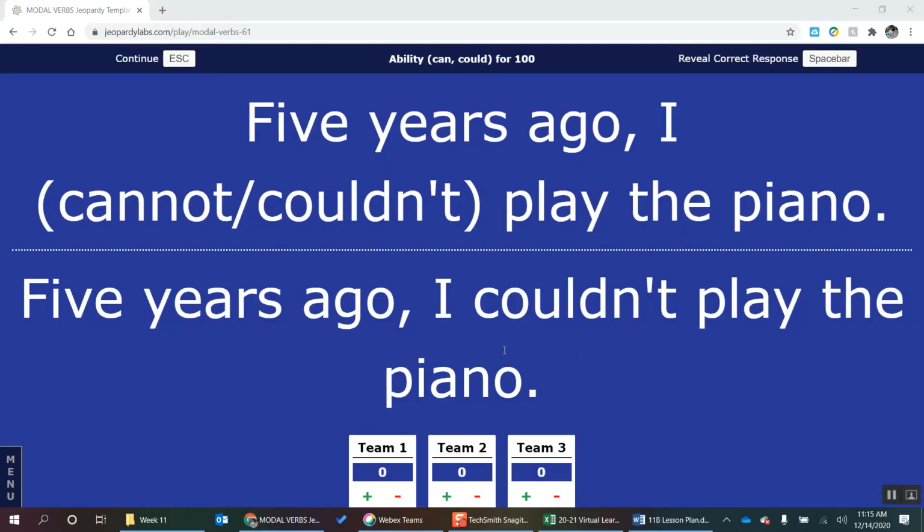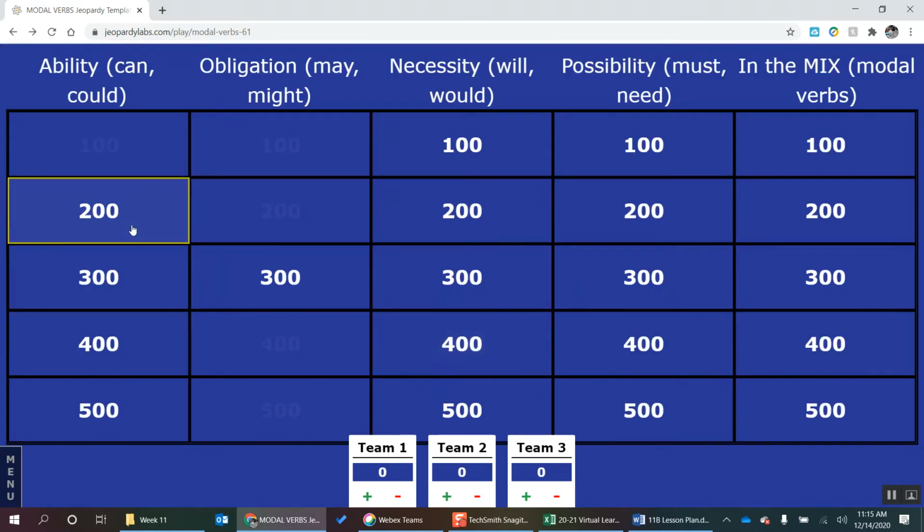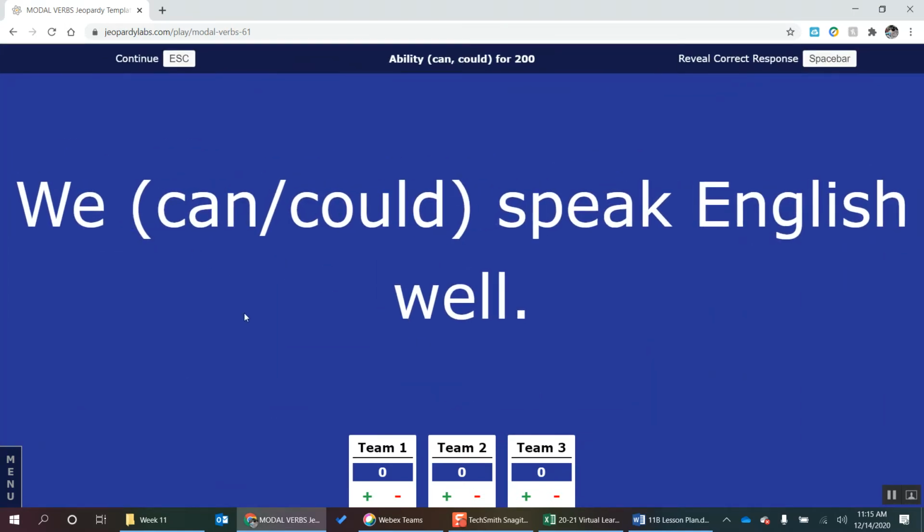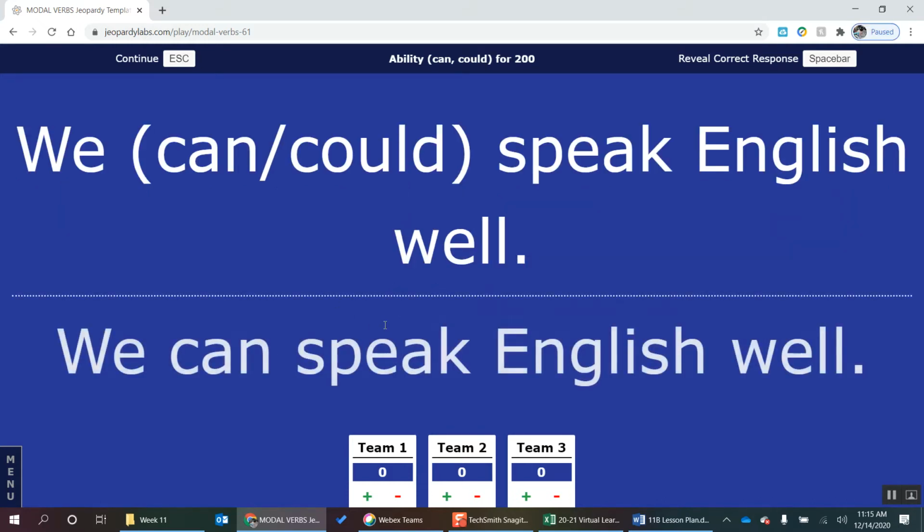Okay? So I couldn't swim when I was younger, but now I can. That's kind of like the context. That's what it sounds like. Okay. We blank speak English well. Can or could? This one is just talking about ability, so you're just going to use can. We can speak English well. Okay?